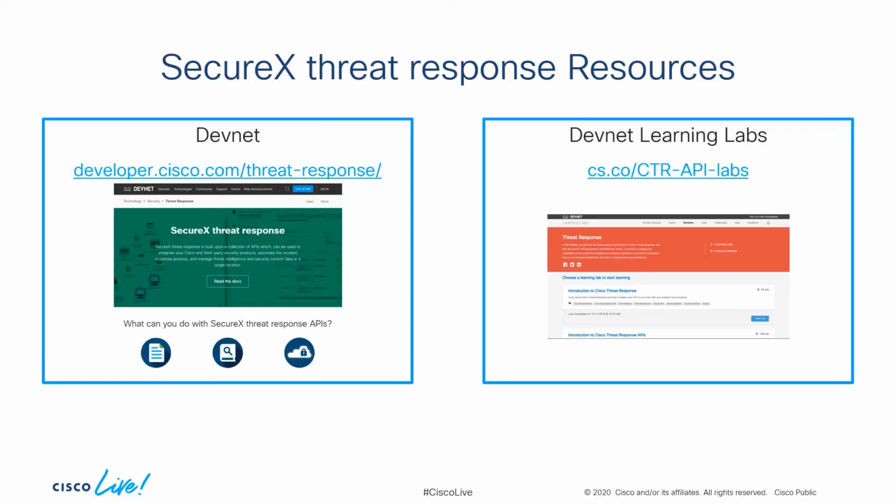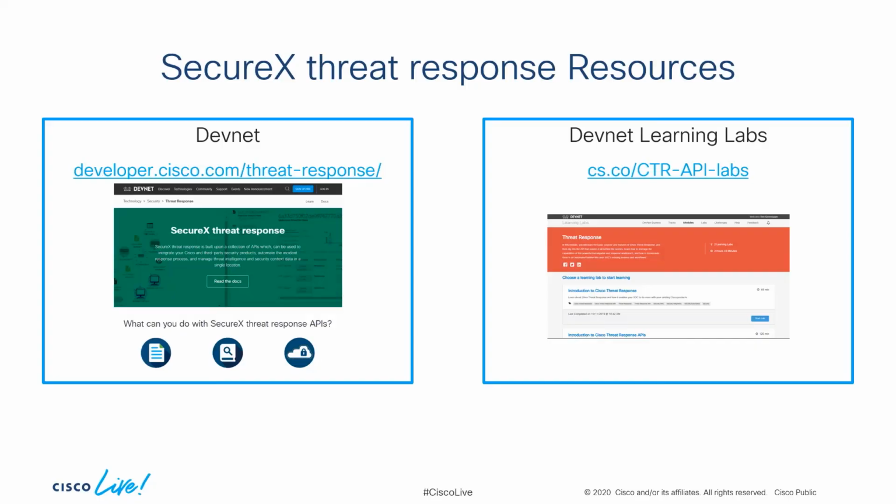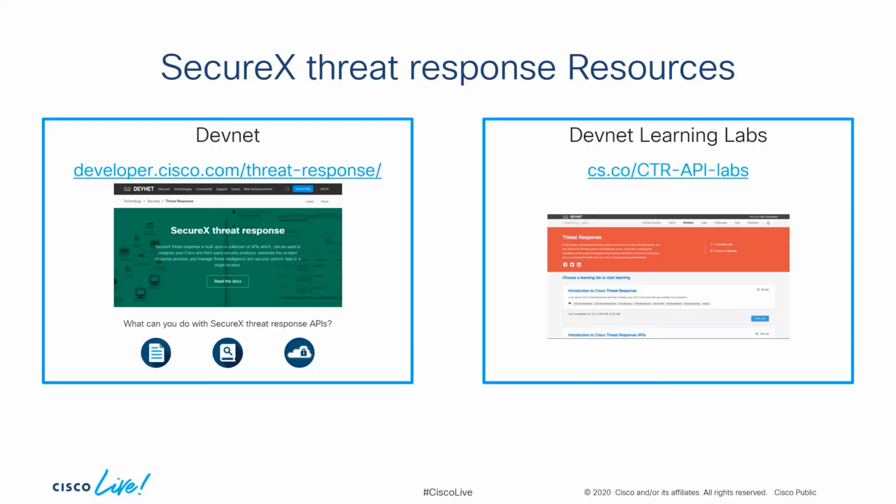Threat response specific resources. There's a DevNet microsite at developer.cisco.com/threat response. All kinds of tutorials and information there to get you started on the threat response side of the house. And as well, we've got some DevNet learning labs at cs.co/ctr-api-labs. Once again, capitalization counts. And there you're going to find about 2 hours worth of training material that will actually get you rolling up sleeves and cutting code to work with the SecureX Threat Response API.